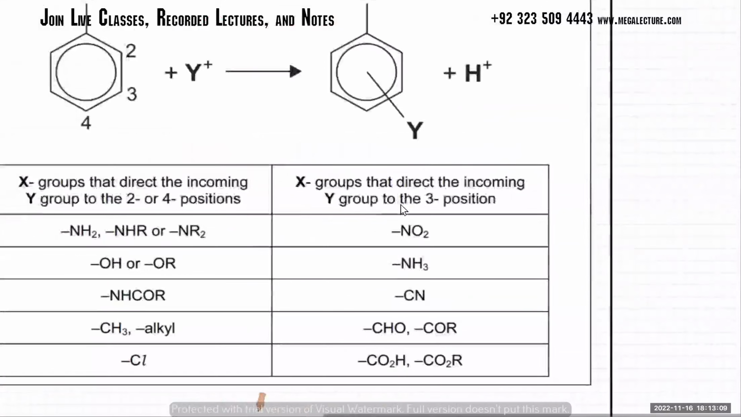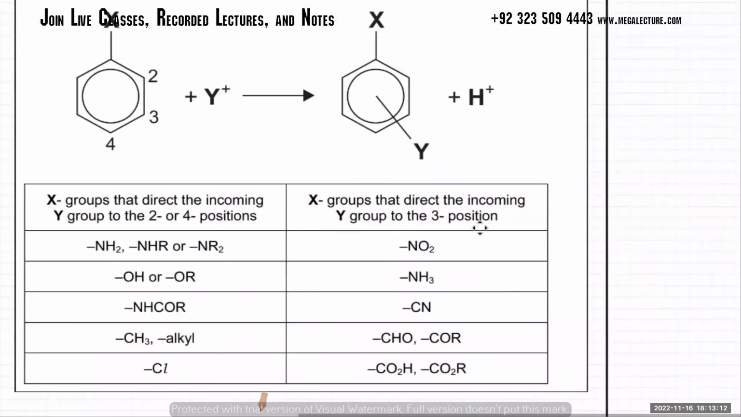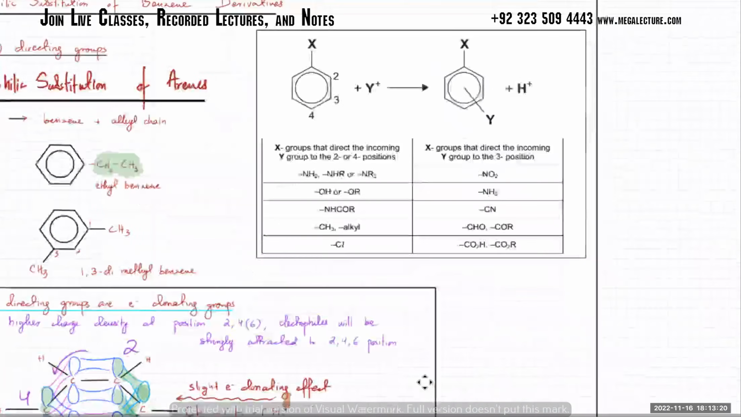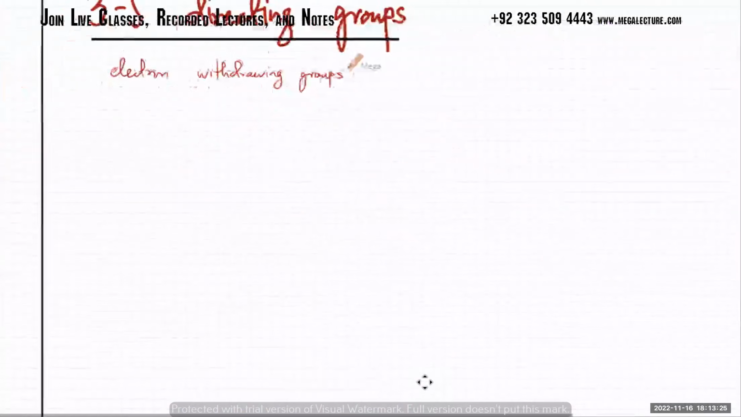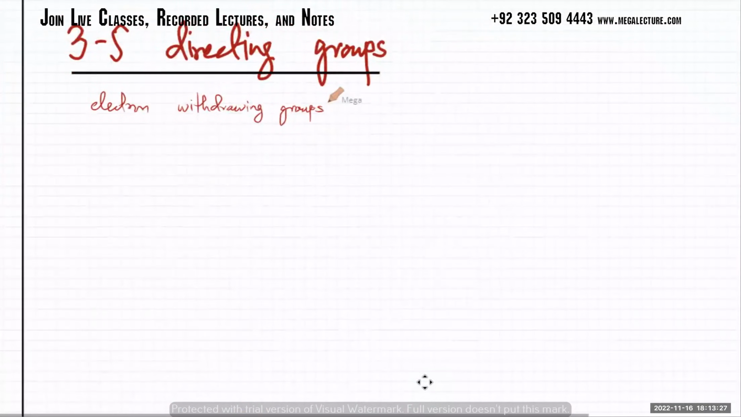These are called 3 directing groups. 3 and 5 are the same position. So NO2, NH3, CN, aldehydes, ketones, carboxylic acids, these are all electron withdrawing groups. Okay, they're electronegative atoms, and they usually end up withdrawing electrons. So aldehydes, carboxylic acids.